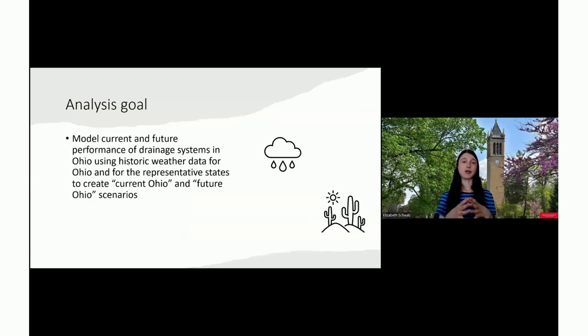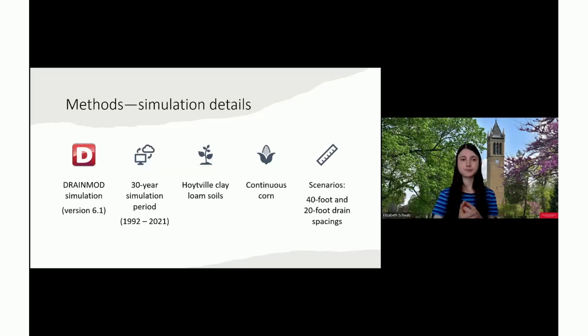So that's the starting point for our analysis. And ultimately, the goal was to model current and future performance of drainage systems in Ohio using historic Ohio weather data as well as weather data for those representative states from the slide that I showed previously to create current Ohio and future Ohio scenarios that will allow us to see how water table dynamics might play out in these drained landscapes and thinking about what decisions we want to make in the future.